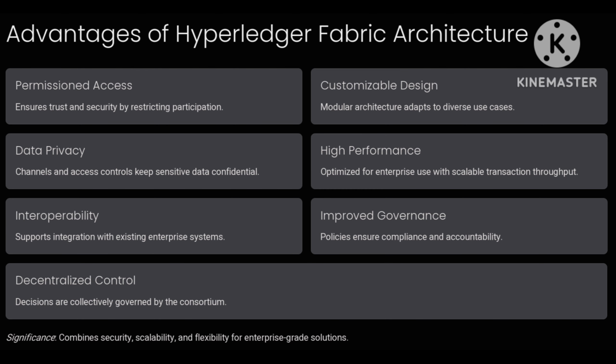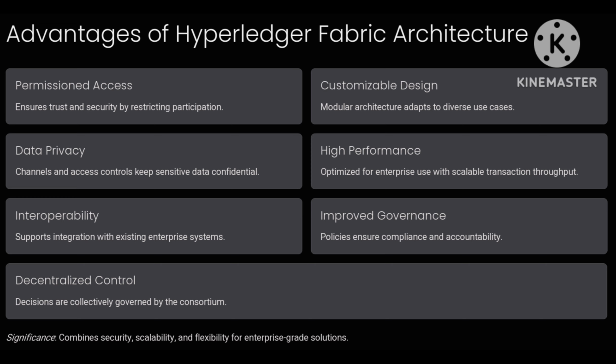Slide 6. Advantages of Hyperledger Fabric architecture. Key benefits. Hyperledger Fabric's design offers significant advantages. Permissioned access limits participation to verified members, ensuring trust. Customizable design adapts to diverse use cases with its modular architecture. Data privacy. Channels and access controls ensure confidentiality.